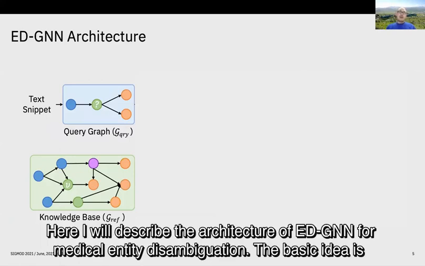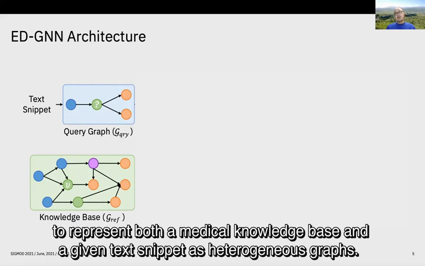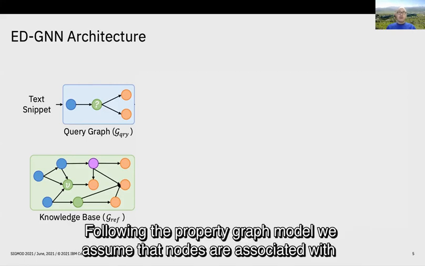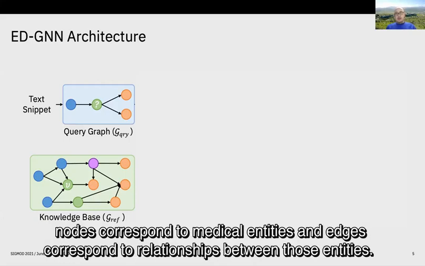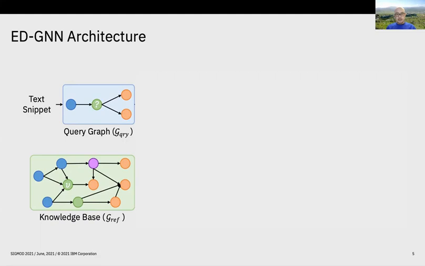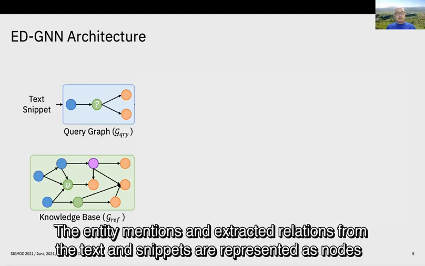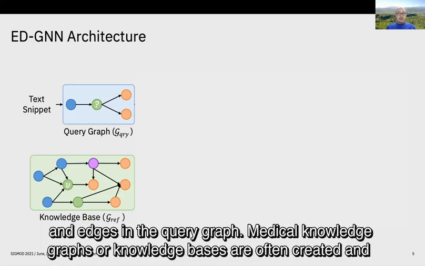Here I will describe the architecture of EDGN for medical entity disambiguation. The basic idea is to represent both a medical knowledge base and a given text snippet as heterogeneous graphs. Following the property graph model, we assume that nodes are associated with literal attributes in both graphs, where nodes and edges have different types. In a knowledge base, nodes correspond to medical entities and edges correspond to relationships between those entities. The entity mentions and extracted relations from the text snippets are represented as nodes and edges in the query graph.